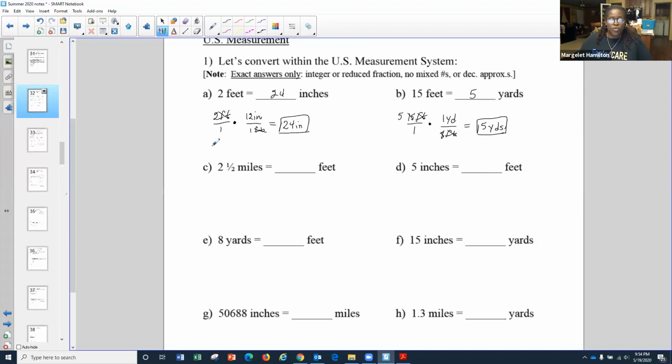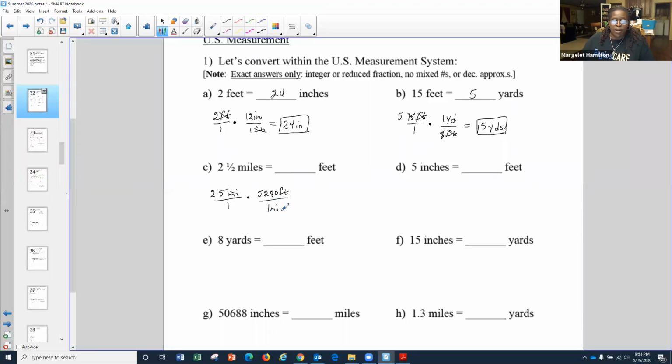All right, here we are moving forward. We have 2.5 miles going into feet. Again, they have 2.5. Feel free to write it as 2.5 miles over 1. And we know that our conversion from miles to feet, it says, how many feet did we say is in a mile? 5,280 feet is in 1 mile. Okay.